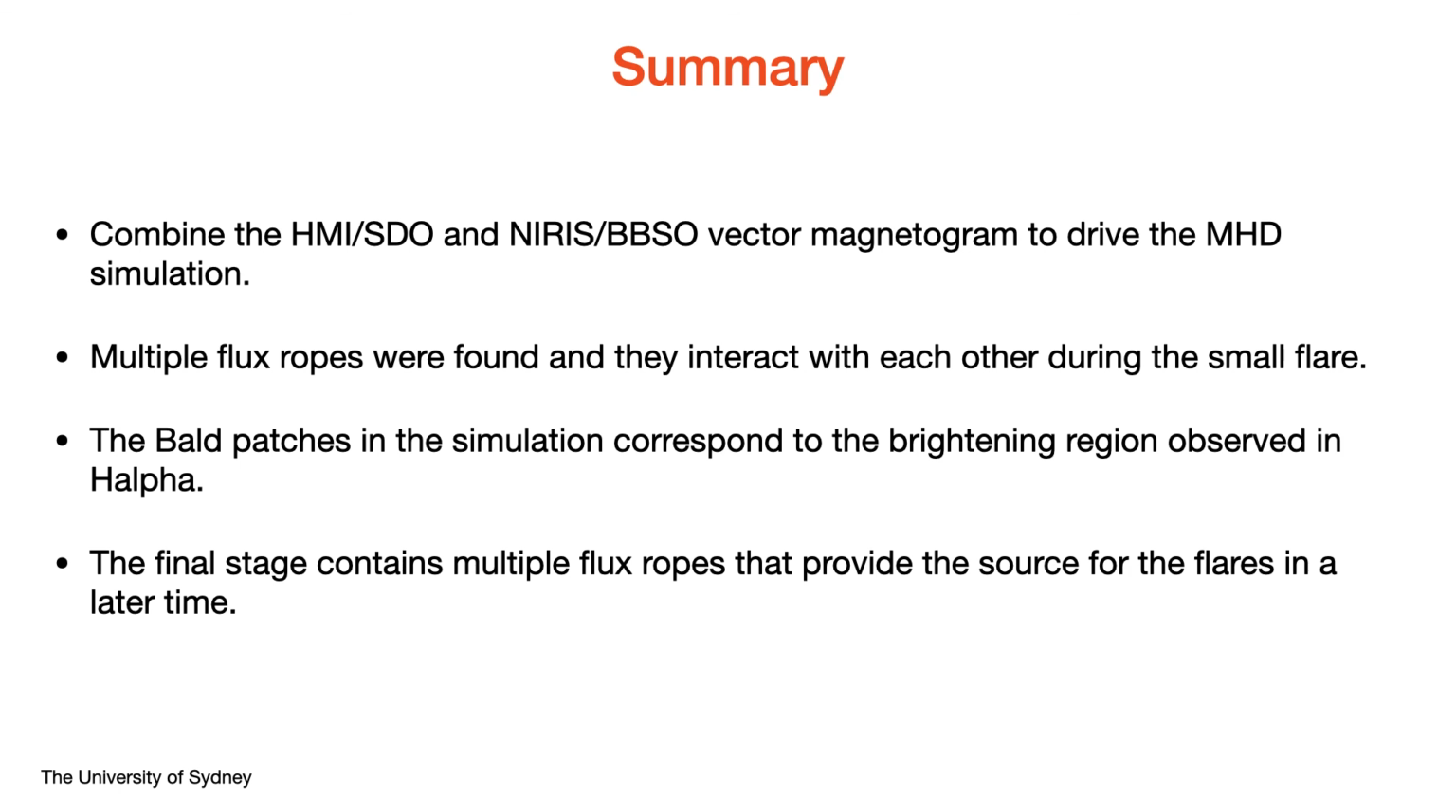Several ball patch structures have been found in the simulation that correspond to the brightening points observed in H-alpha images. The final stage contains the multiple flux loops as well, and they can also tangle with each other. This final structure provides the potential source for the flares at a later time of this activation, and indeed, those flares happened. As they happened far from the solar disk center and with the lack of high-resolution magnetograms, we do not do any simulation of them.